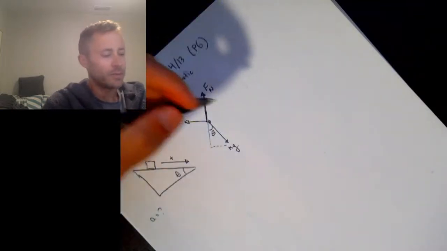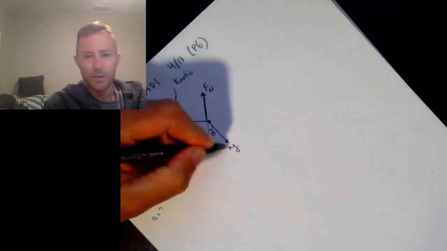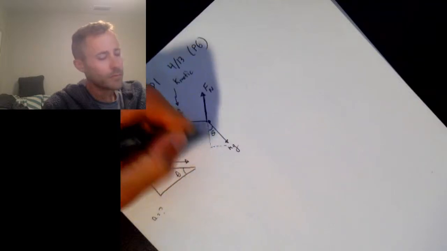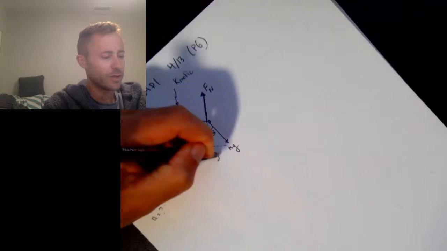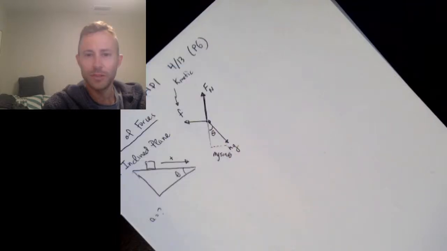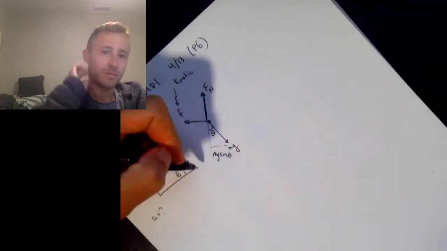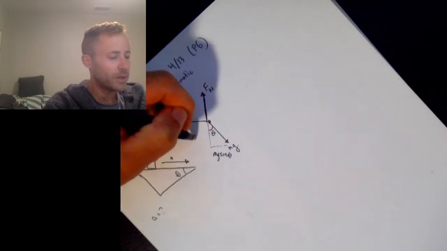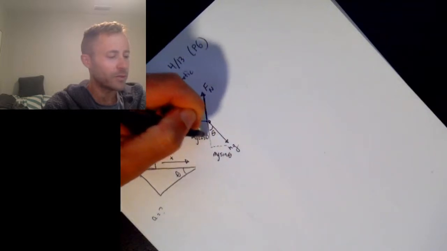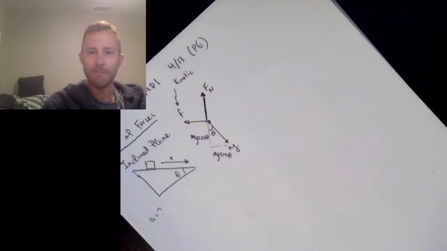using trigonometry. So this component is opposite the angle. So that's going to be associated with sine. So this is mg sine of theta. And this side is adjacent to the angle, which means cosine. Mg cosine of theta. Okay?